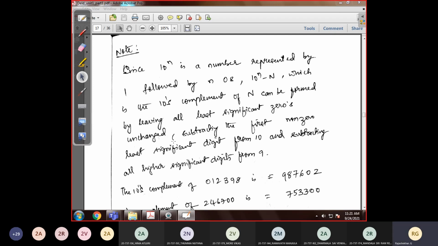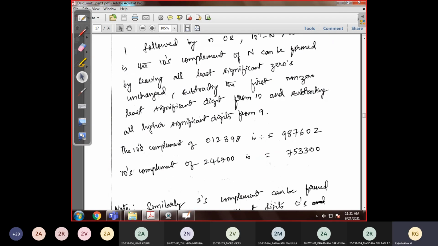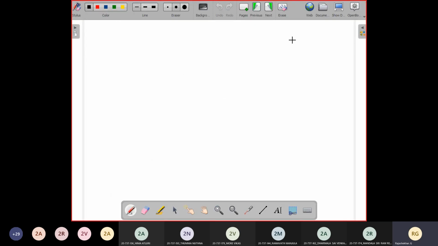Now, once you know the tens complement, you can easily get the other one. Can you work out the other example? Tens complement of 246,700. Somebody now use the procedure directly and tell me the answer. Anybody?